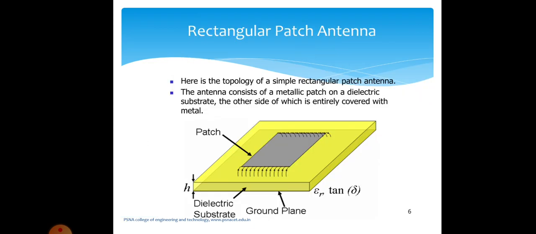So we will see the construction and how to design a rectangular patch antenna. This sample rectangular patch antenna is a simple topology. It consists of a metallic patch on one side of the dielectric substrate. The dielectric substrate is selected based on the application we are going to concentrate on. The other side is entirely covered with metal, and the ground plane is the same metal.